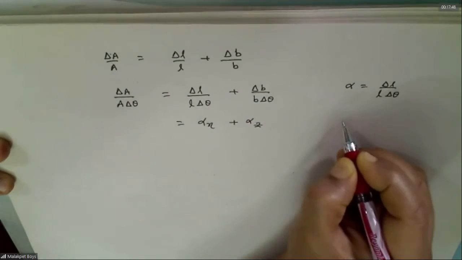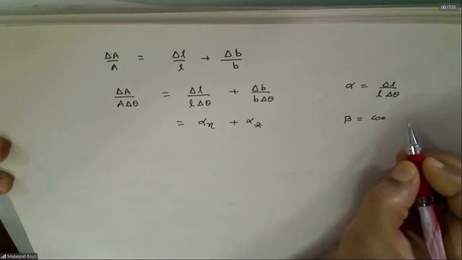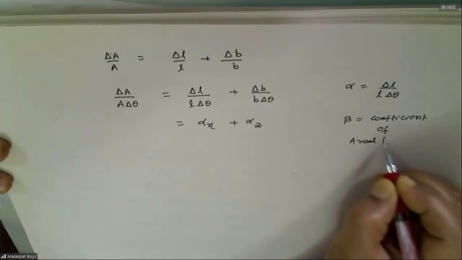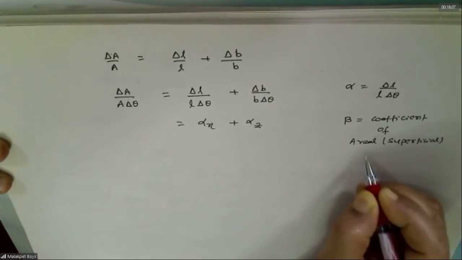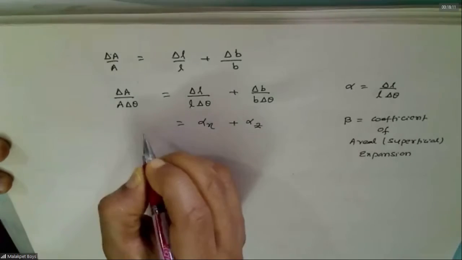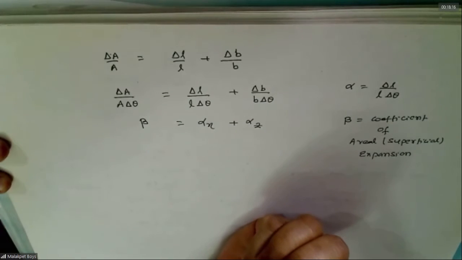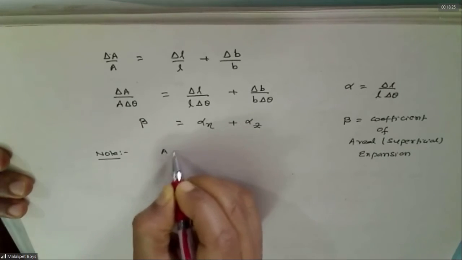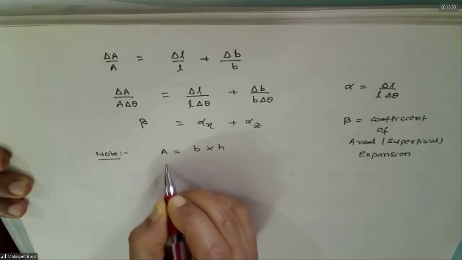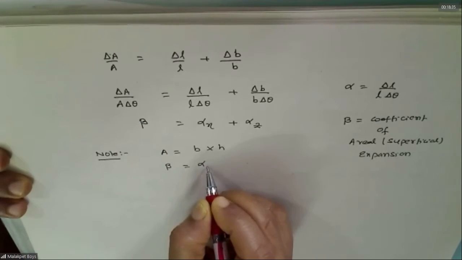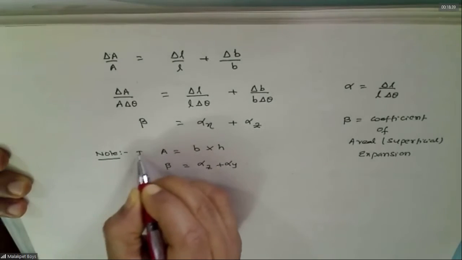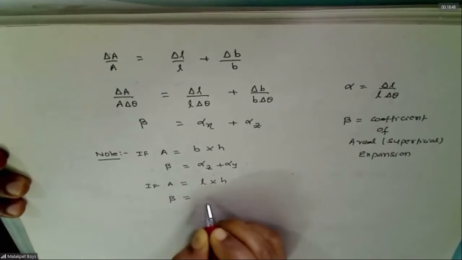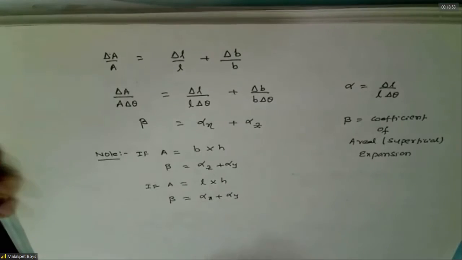And this you call beta, the coefficient of areal expansion. Areal, or the other name is superficial. So this is defined as beta. Followed? Clear? Yes, followed, sir. Now in the same way, if you consider A as B into H, then what will beta be? Alpha y plus alpha z. Now if the area you are considering is L into H, then beta will be alpha x plus alpha z. Okay. So this is the situation for anisotropic materials.